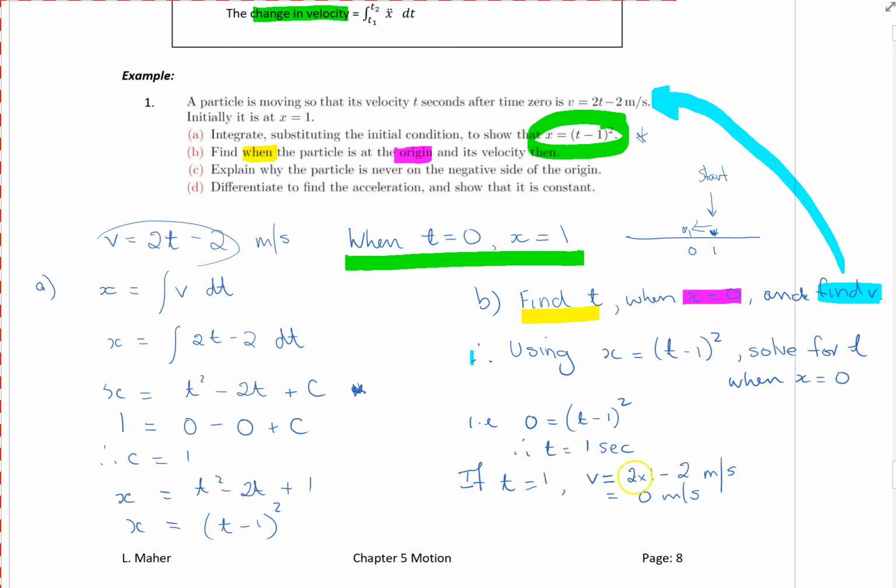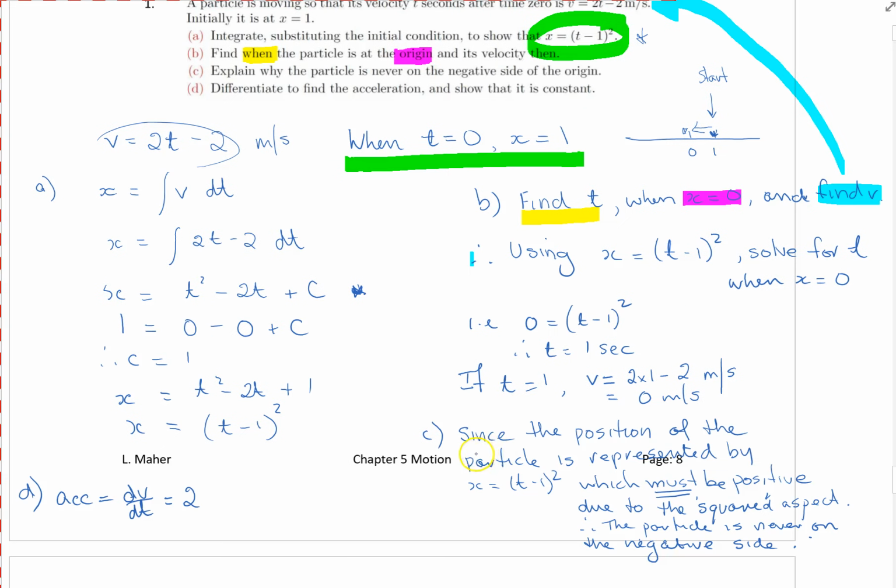See, if we can actually understand what our calculation and what situation this actual example is about, and every situation will be different, then it will assist us to answer the subsequent questions, because C goes on to say, explain why the particle is never on the negative side of the origin, and differentiate to find the acceleration and show that it is a constant. I'm going to have to pause the video because I'm running out of time, and I'll write that up, and hopefully you have time to come back and talk about it.